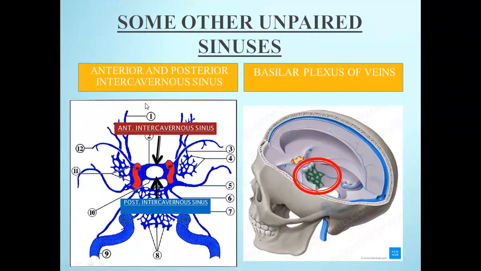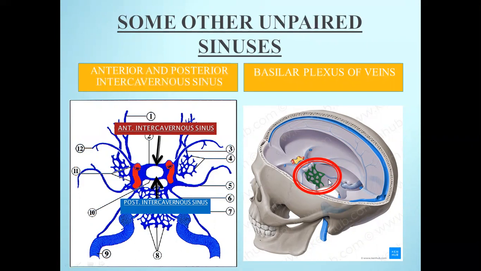Next is the anterior and posterior intercavernous sinus. As the name suggests, intercavernous, it is between the two cavernous sinuses. These are the cavernous sinuses on each side of the sphenoid bone. The anterior and posterior intercavernous sinus will connect both the cavernous sinuses and it will surround the infundibulum. So here you can see both the anterior and posterior intercavernous sinuses. There are also unpaired sinuses and a connecting channel.